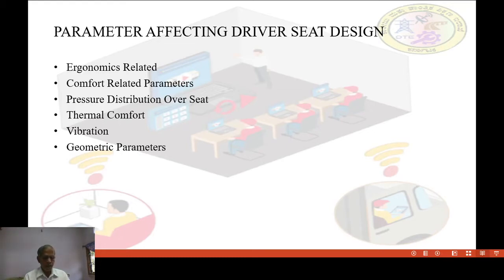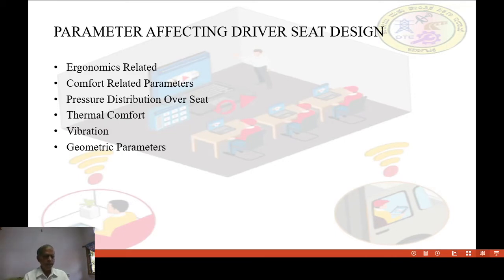Following classification shows parameters affecting the design of driver seat. There are three main types of parameters such as ergonomics related, overall weight of seat and safety related parameters. These parameters are again classified into sub-parameters. We will discuss those parameters in detail.